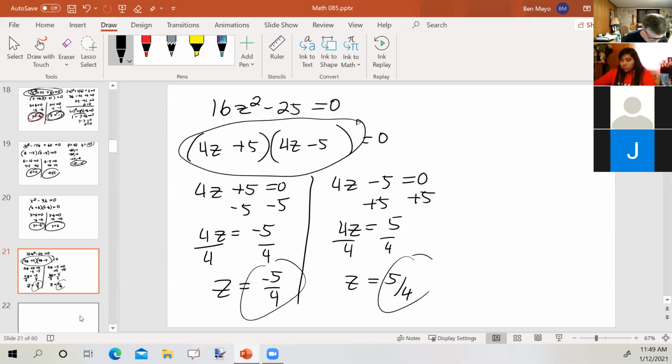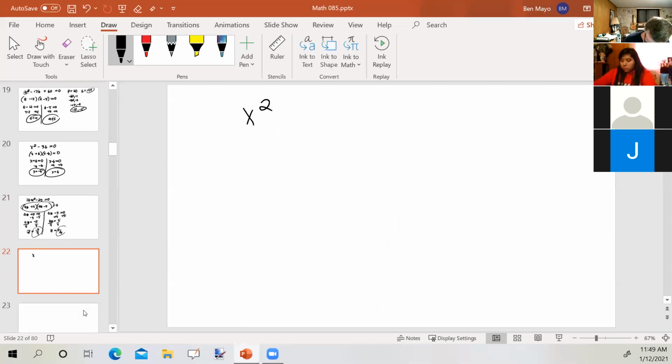Let's say we've got x squared equals 5x. Well, this is an equation, but it's not set equal to 0. And it has to be set equal to 0 for this to work.